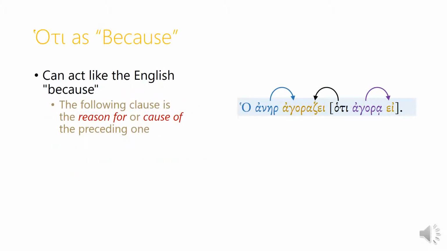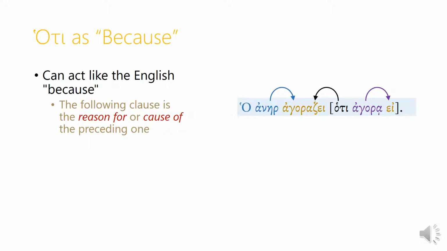Hoti can also act like the English conjunction "because." In this case, the clause following Hoti is the reason for or cause of the preceding clause. So we could say, "Ha'aner agoradze," the man is shopping. And we can expand on that to give the reason why he's shopping. Ha'aner agoradze, Hoti agorae. The man is shopping because he is in the agora.